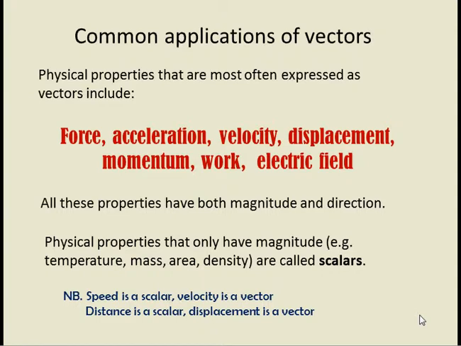A classic example: speed is a scalar. I traveled at 50 kilometers an hour. Velocity is a vector. I'm traveling at 50 kilometers an hour northwest. Okay, same distance, I went 5 kilometers. Displacement: I am 5 kilometers from where I started. I may have gone a bigger distance, but where I am now is the displacement, the vector. We'll see more of this later.